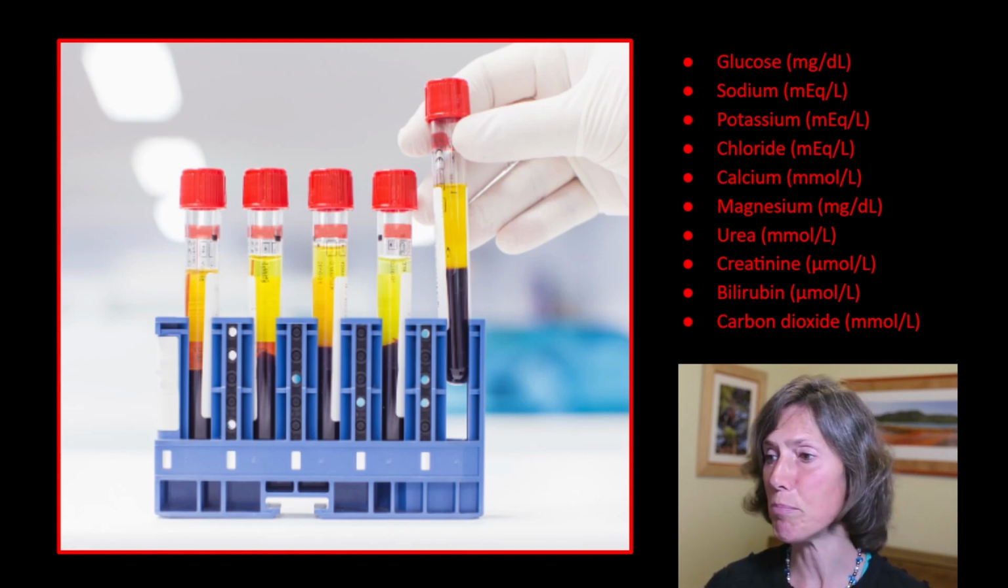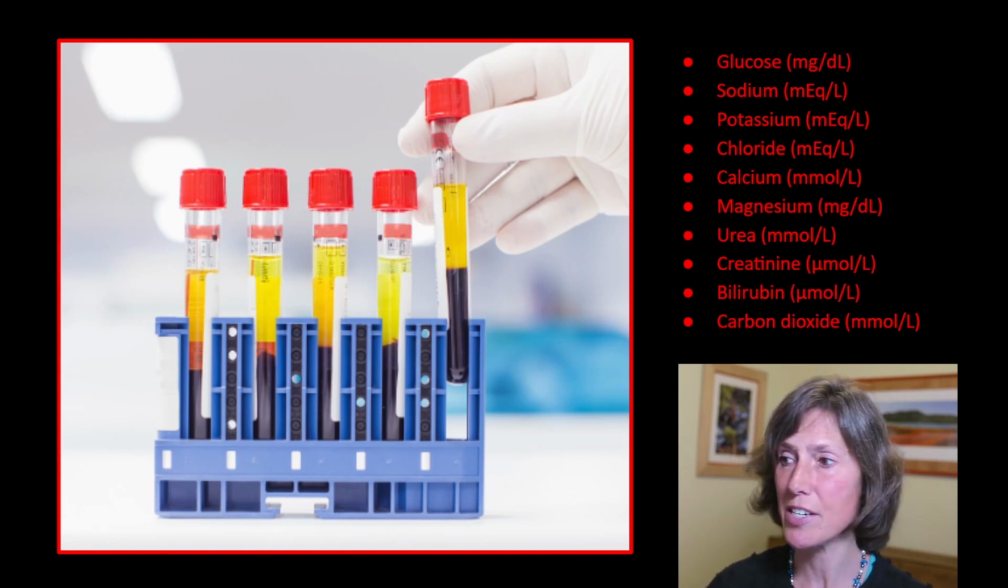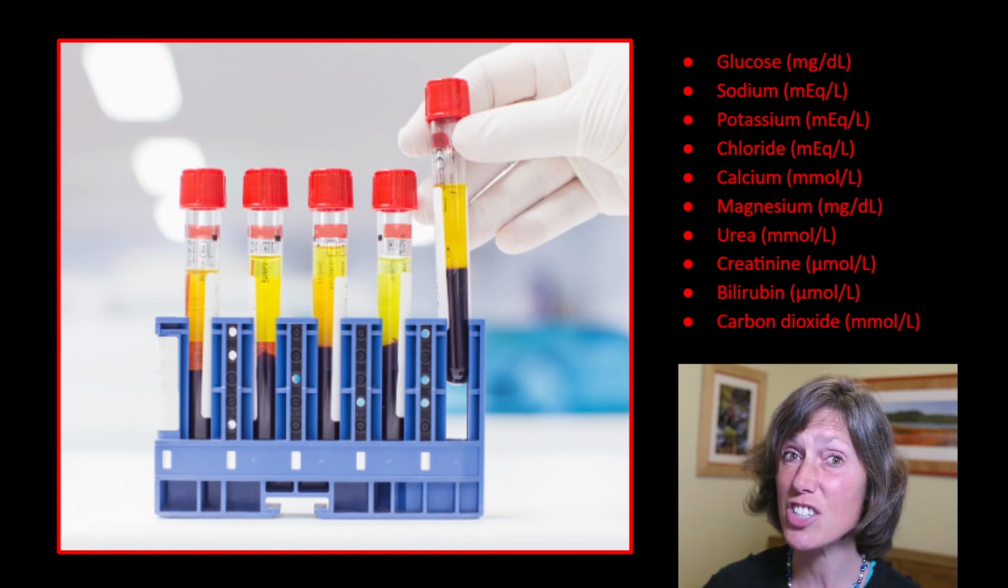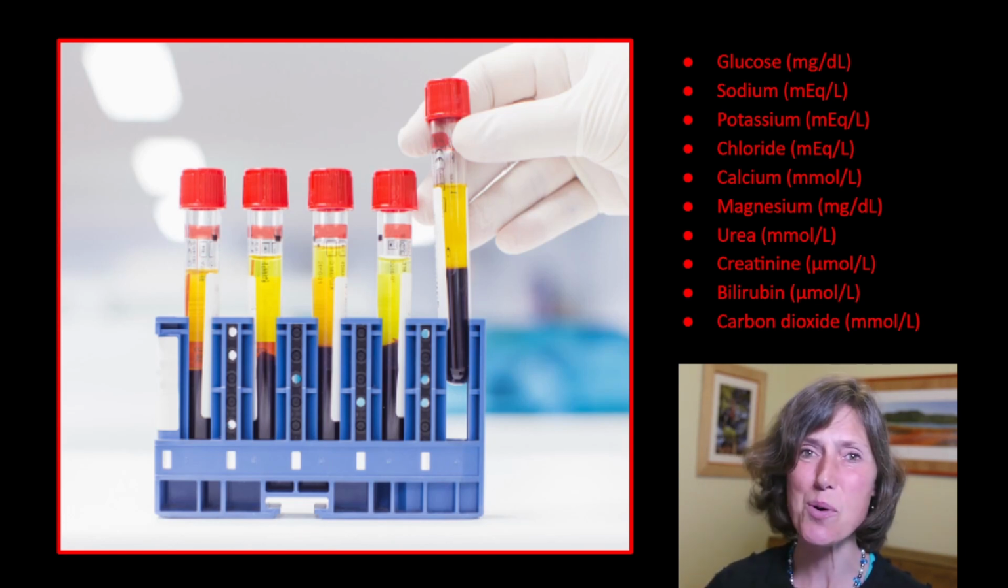Urea, creatinine, bilirubin, and carbon dioxide, measured in either micromoles per liter or millimoles per liter, are different kinds of waste products. I've shown you here 10 different components present in our blood. Obviously, many more items can be measured in our blood, but again, this is a second example that underscores the importance of understanding the concept of concentration.